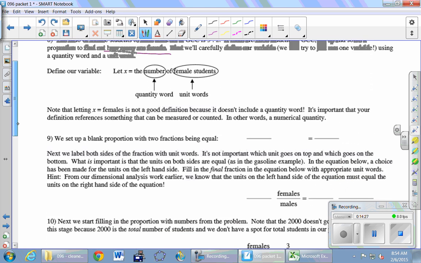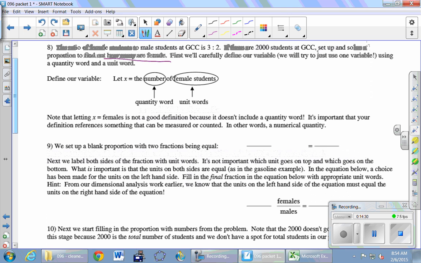Okay, so here's how we're going to solve this problem. We set up a blank proportion with two fractions being equal. That's done here. A lot of what I'm about to say is written out. You can read it later, so we're just going to do it and kind of ignore all the text. But we start with two fractions being equal. Next thing we're going to do is put some units on top and on the bottom on the one side.